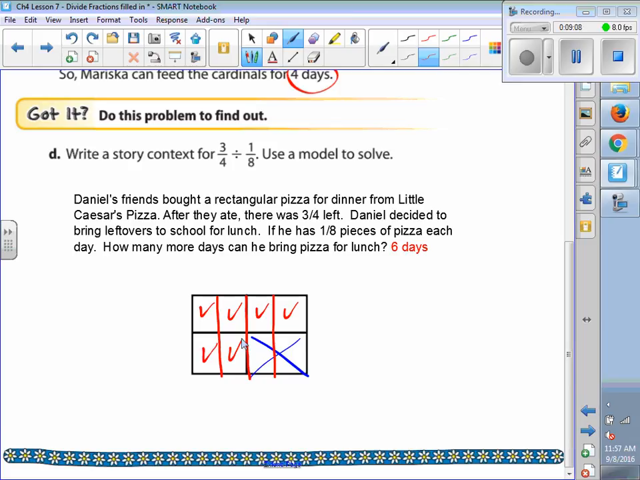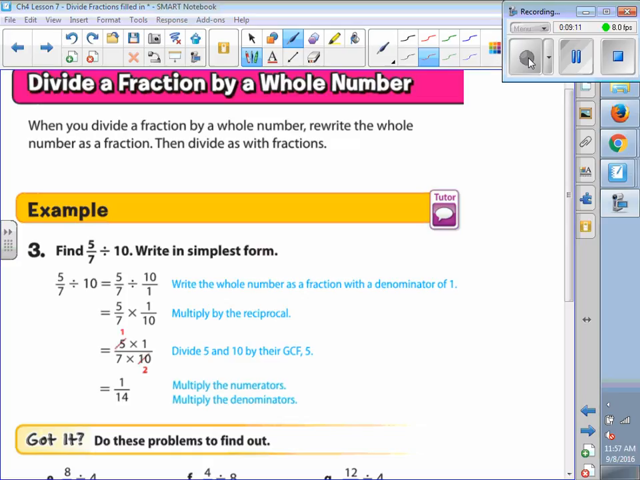Yes. When we divide a fraction by a whole number, we rewrite the whole number as a fraction, and then we divide like normal. Okay, how do I make a whole number into a fraction? Put it over 1, right? You put a 1 under it, right? So here, with 7/6 divided by 10, we're just going to put 10 over 1, right? And then we multiply by the reciprocal of 10, which is 1/10. And then you simplify before you multiply if you can. And then multiply like normal. Is everybody clear? Yes. All right.